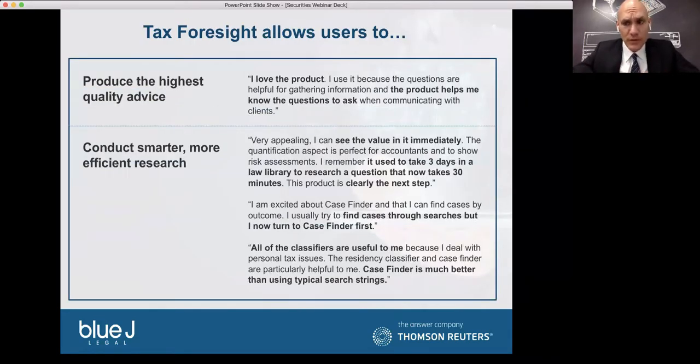Okay, so what are people using Tax Foresight to do right now? They're using it to produce the highest quality advice. One of the things that we hear from our clients is, I can use this, it cuts down on the uncertainty that I have about the materials, it synthesizes everything. I have confidence that it's looking at all of the relevant materials, so I'm not missing anything. It's allowing me to really confidently double check my legal research, and it's faster, so it's conducting smarter, more efficient research, cutting down dramatically on the time it takes to produce a higher quality output. So it's a better output and it's produced more quickly.